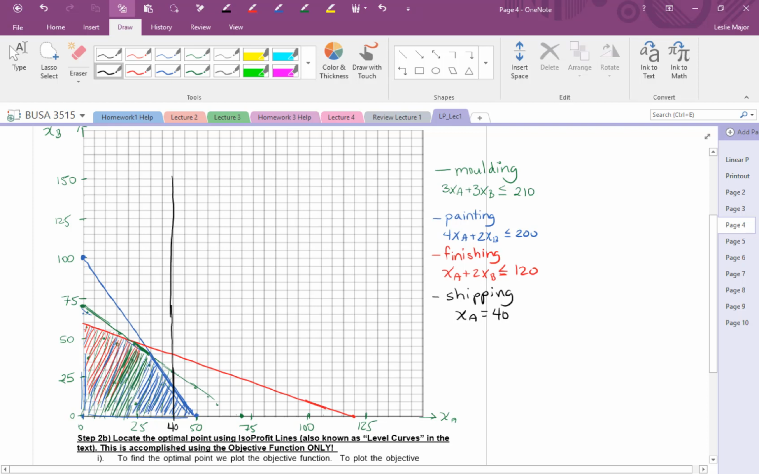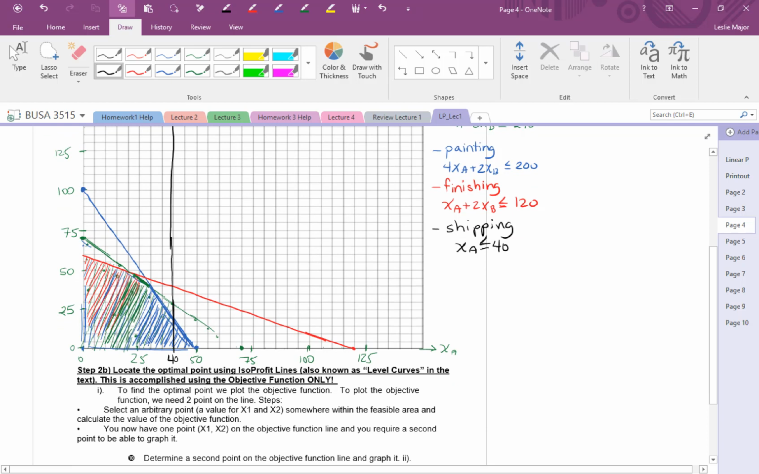Okay. Now, how do we deal with less than or equal to 40? So now, less than or equal to 40 is everything to the left of 40. So that's all of this area here, all to the left. So now we have a new piece to our what's called area of feasibility. We need to now be less than or equal to 40 for the X value.